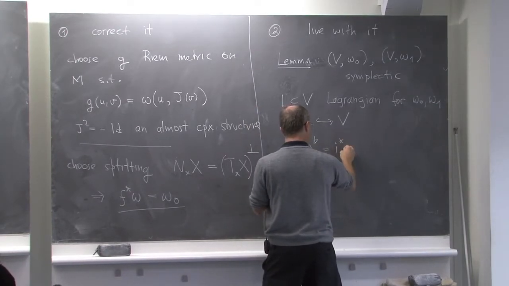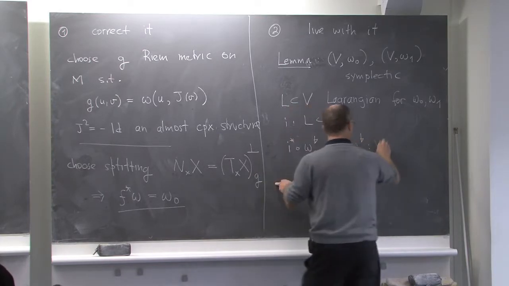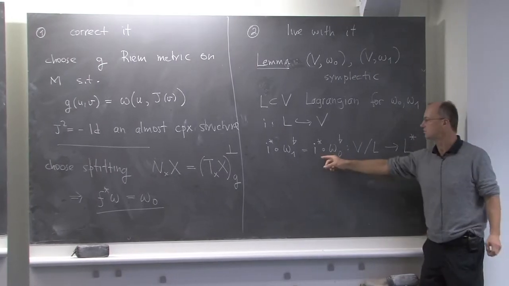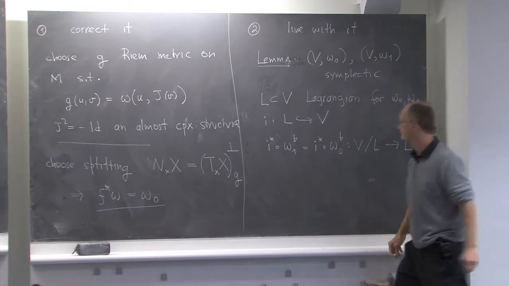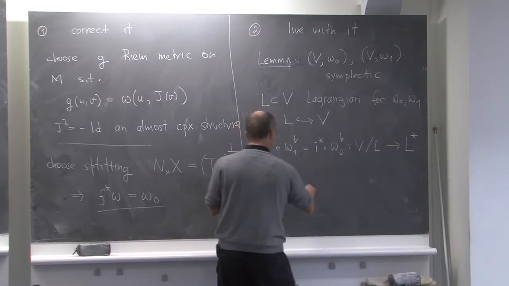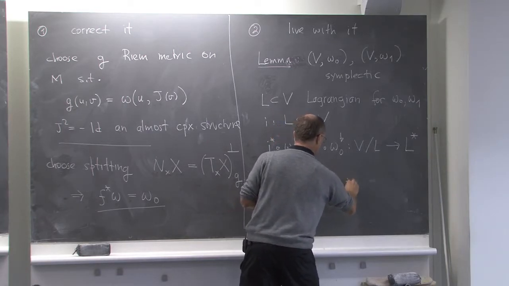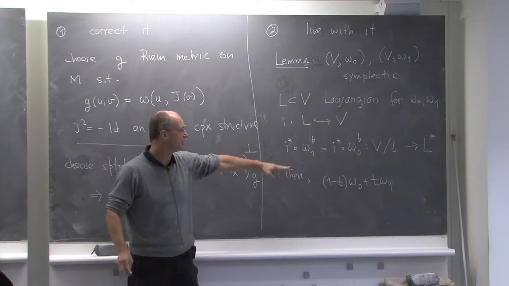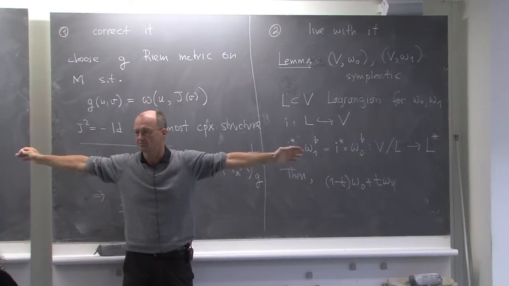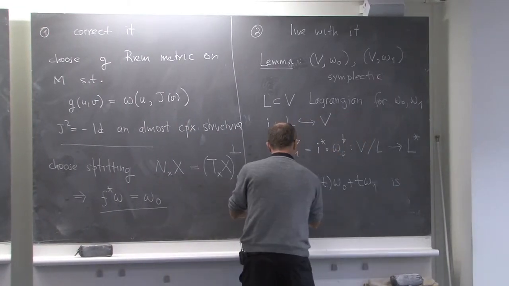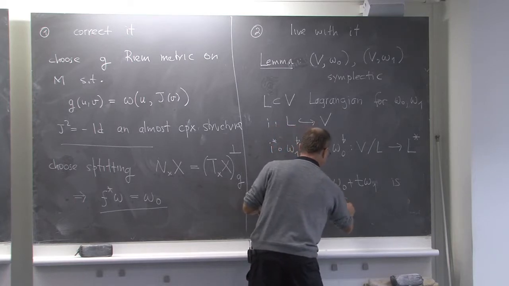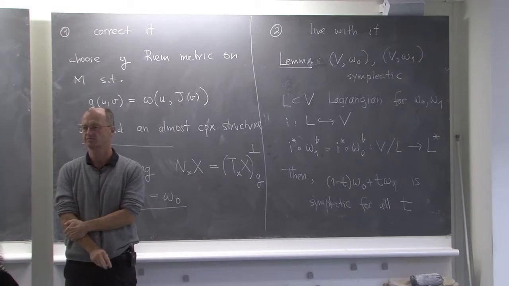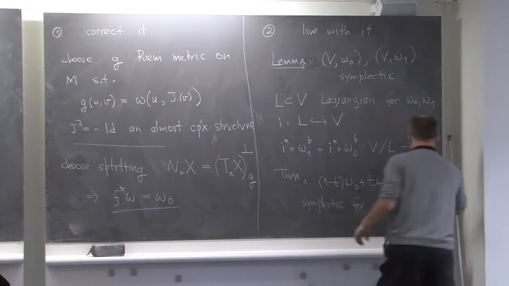And we assume that, so those maps that we were discussing in the beginning of the last hour, we now have two maps from V mod L to L star. We assume that they are the same. Then it turns out that all the combinations which interpolate between omega naught and omega 1, and actually you can even take T outside the 0, 1 region, anywhere, they're symplectic, for all values of T.